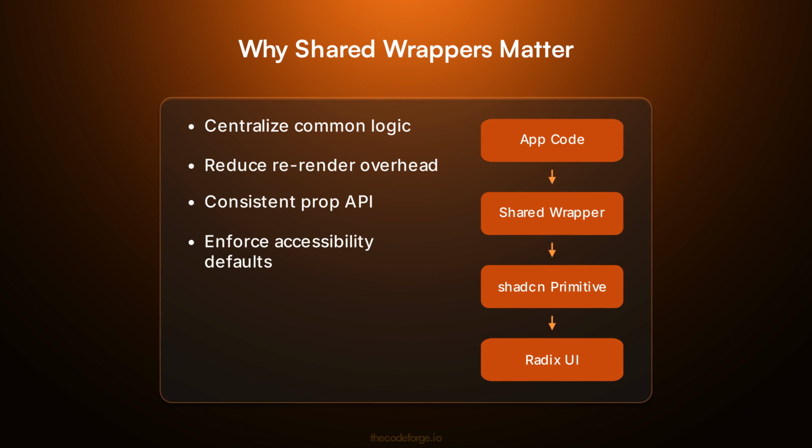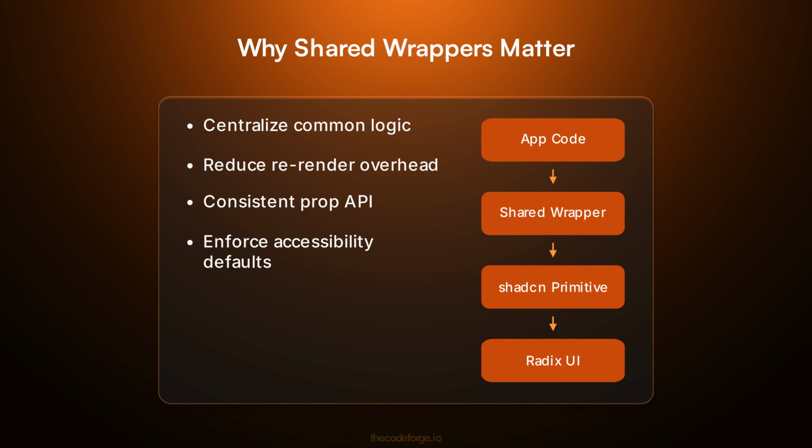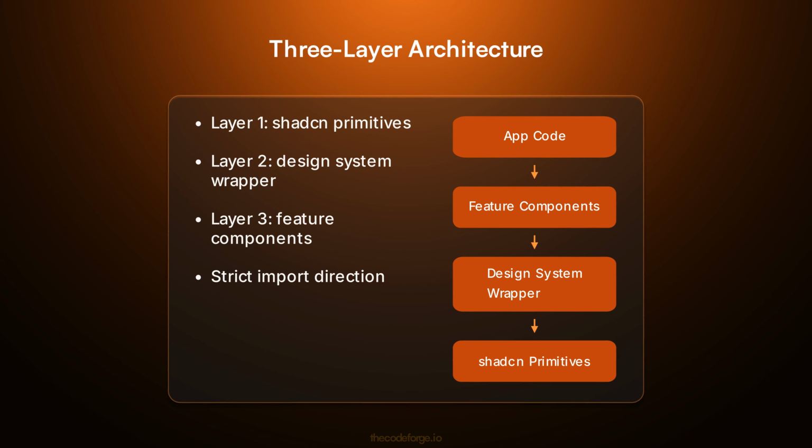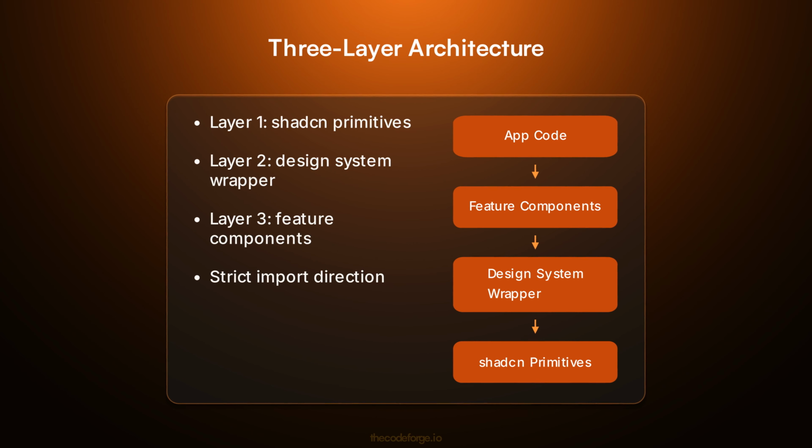Without shared wrappers, every component instance duplicates logic. Shared wrappers centralize common logic like loading states, tooltips, and analytics into a single component, reducing re-render overhead and bundle size. A production-grade library requires 3 distinct layers.